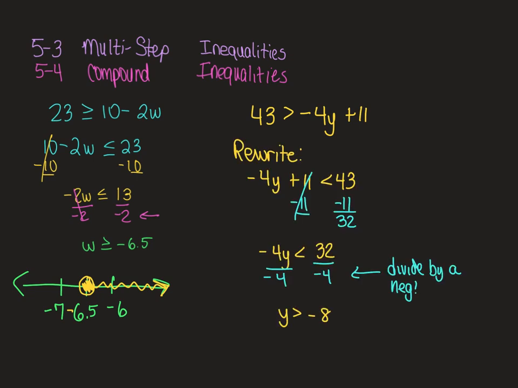The correct answer was y is greater than negative 8. So if you look back, I rewrote it so that the letter was on the left. I subtracted 11 and got 32. I divided by negative 4, which means I switched the sign.